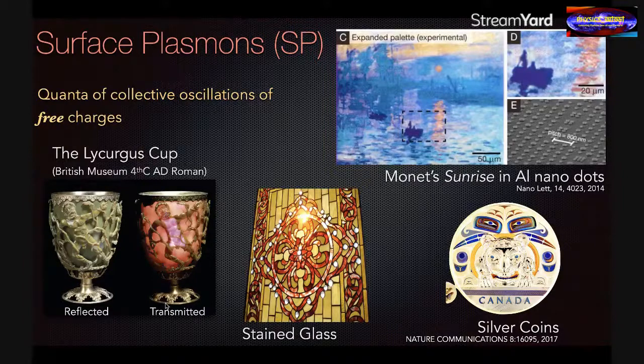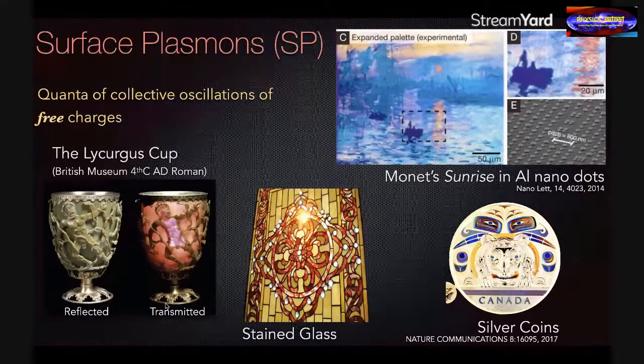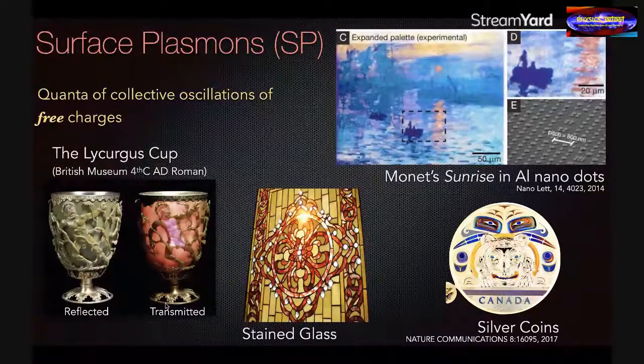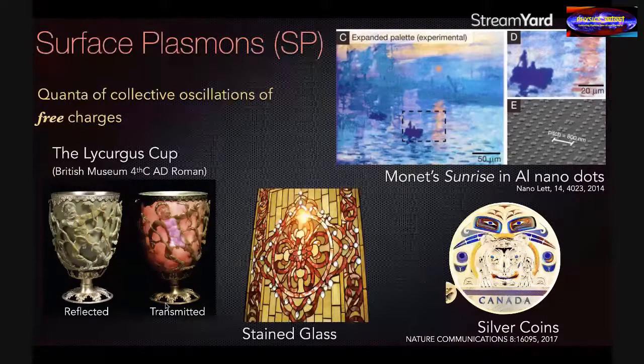And by changing the pitch, or the spacing, and the size of the aluminum nanodots, all these colors have been created. There are no pigments involved in this. And that goes for the other two images at the bottom also: the stained glass image from a church in France and the silver coins produced in Canada. There are no pigments, there are no paints in any of the colors that you see on this slide. So where does this color arise from? As I told you, I gave the answer away.